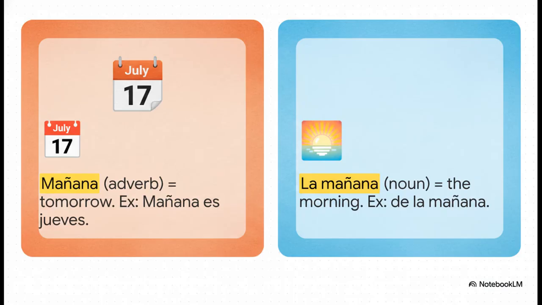Now, before we can talk about our schedules, we really need the right tools. And I've got to warn you right out of the gate about a tricky little thing I call the Mañana trap. It catches so many beginners, so let's make sure it doesn't catch you. On the left side here, we have the word mañana all by itself. As an adverb, this literally means tomorrow. So mañana es jueves translates to tomorrow is Thursday. But look over at the right side. The moment we drop that little word la right in front of it, it changes the meaning entirely.